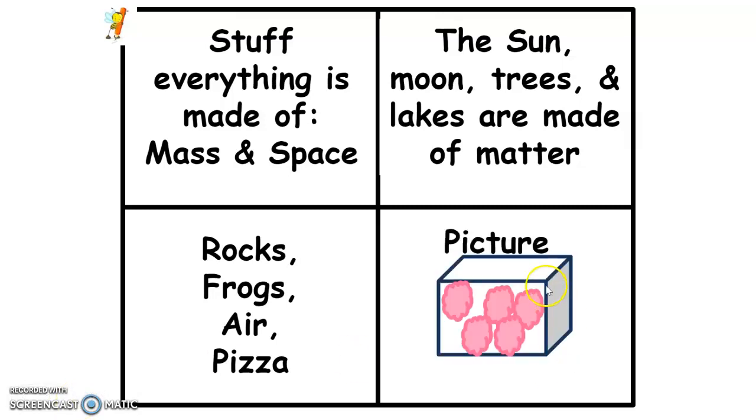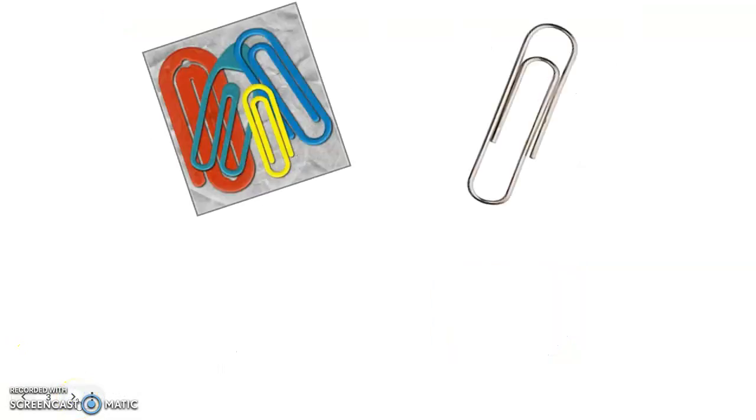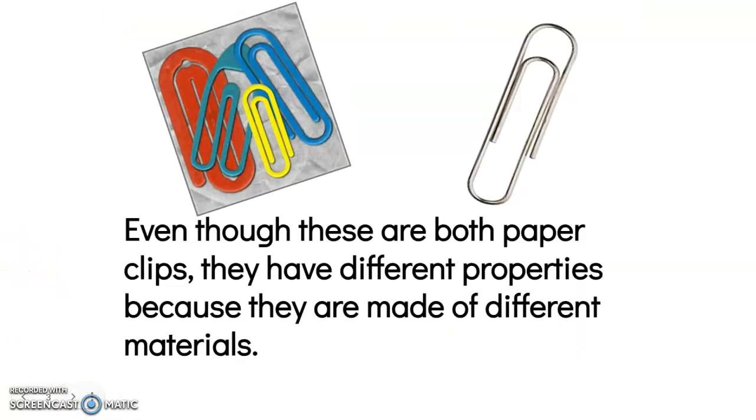And then here is a picture of just matter. These are just some pink fluffy clouds taking up space in that box. All right. So, we've talked about properties, chemical and physical properties, and when we're describing objects, we can use those to help us give a description of whatever object we're trying to talk about.